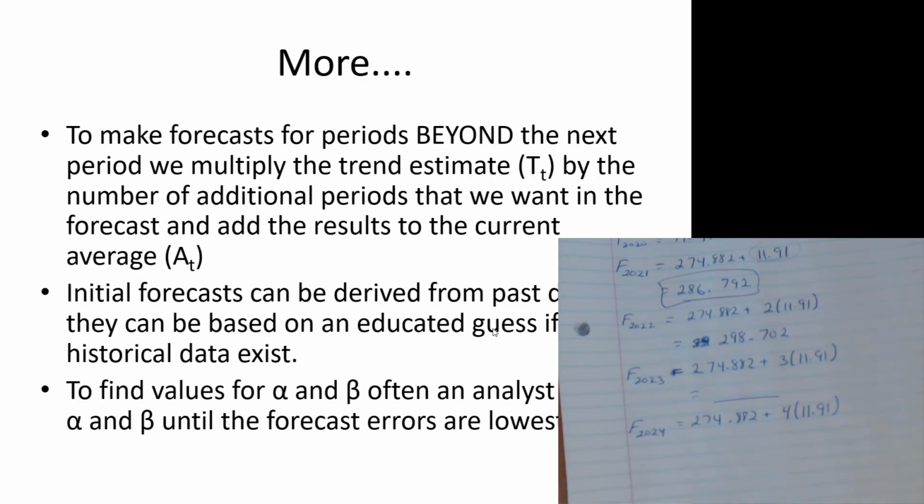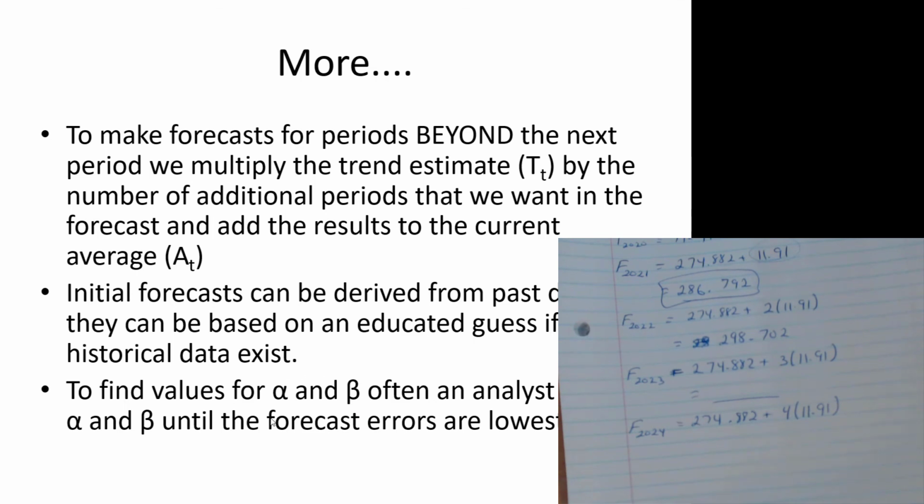Again, because this is missed so many times, I almost always ask a question about this on an exam. Whenever you're going to make forecasts beyond the next period, we multiply the trend estimate by the number of additional periods, exactly what we just did, and then add that to the average that we calculated. So it starts off with the same base. We just multiply the trend by a different value depending on how far into the future we're going. That's very, very important.